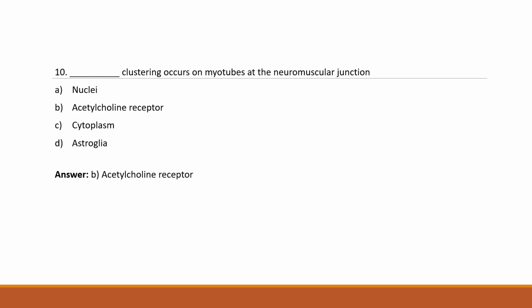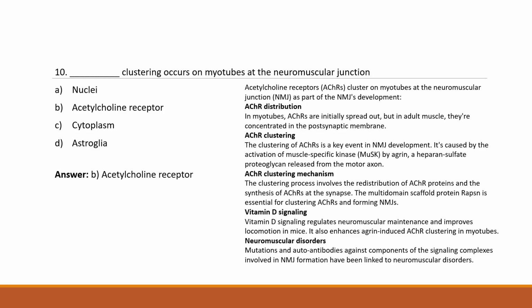Okay. So now the last question. Dash clustering occurs on myotubules at the neuromuscular junction. A, nuclei, B, acetylcholine receptor, C, cytoplasm, and D, astroglia. What is the answer for this? Acetylcholine receptors. Yeah. So the answer for this is your acetylcholine receptors.